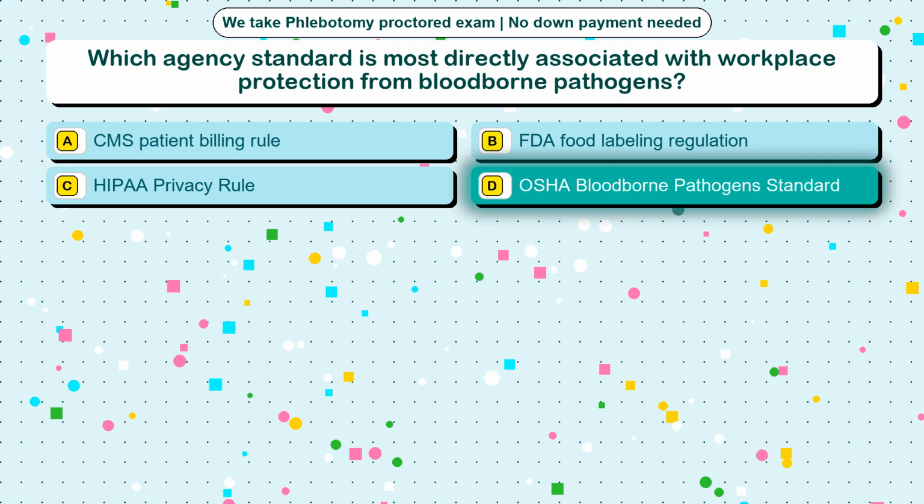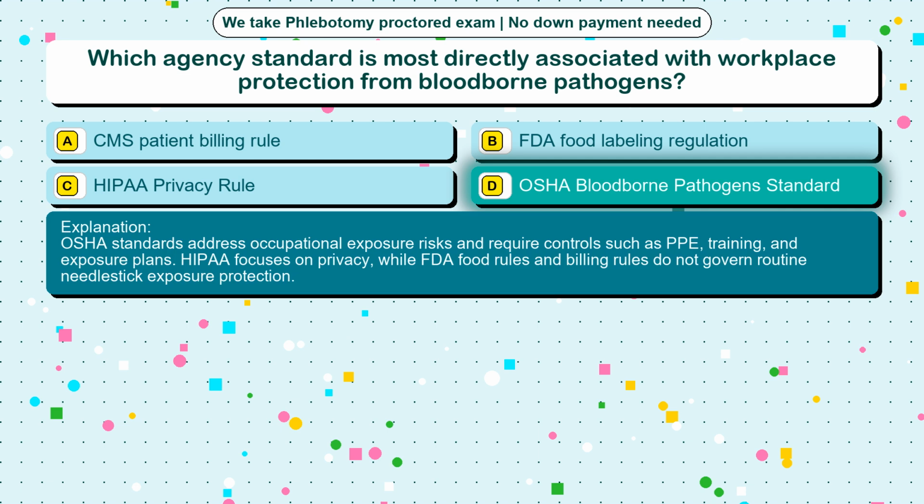The correct answer is option D, OSHA Bloodborne Pathogens Standard. OSHA standards address occupational exposure risks and require controls such as PPE, training, and exposure plans. HIPAA focuses on privacy, while FDA food rules and billing rules do not govern routine needle stick exposure protection.